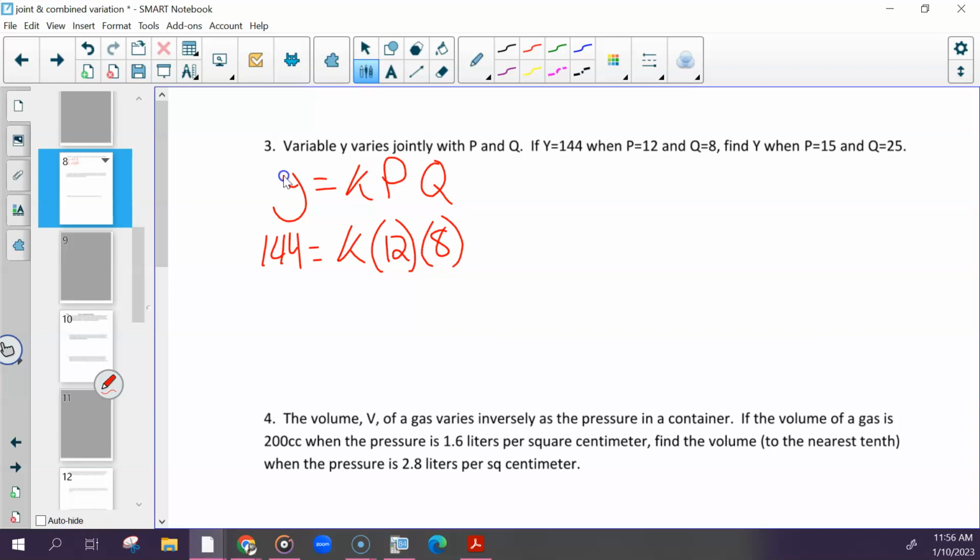From there, start to solve for k. So multiply 12 and 8 together. What is that? 96. I'm going to rewrite this. And then divide both sides by 96. What is our k value?